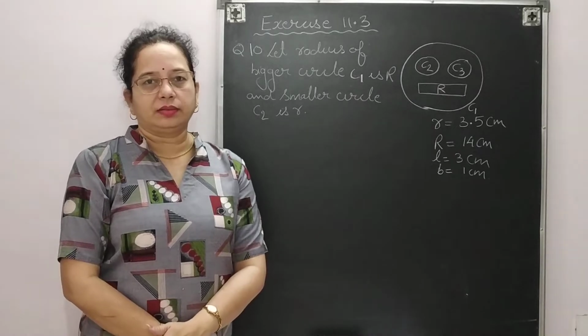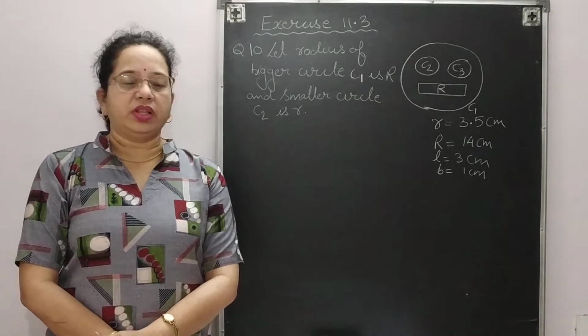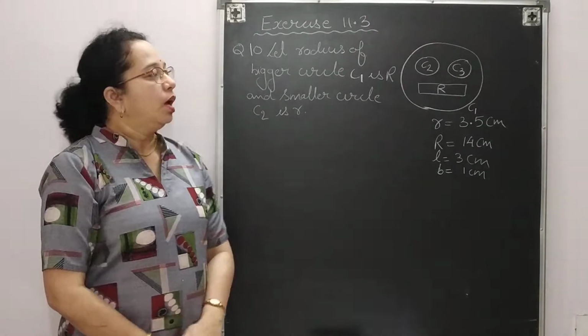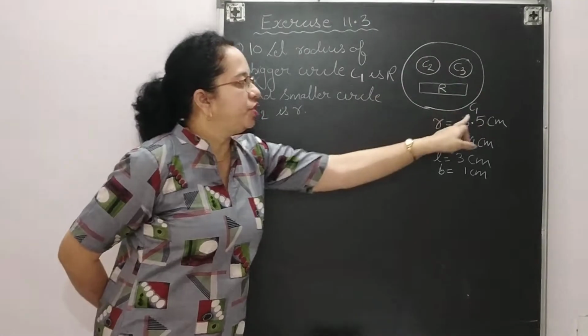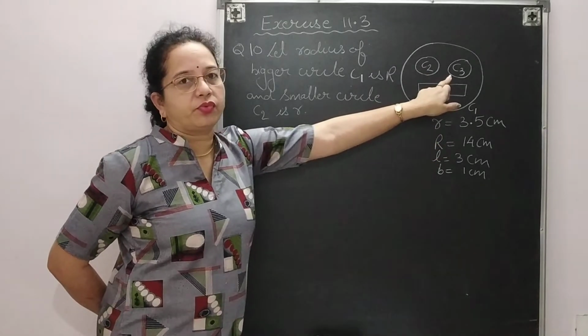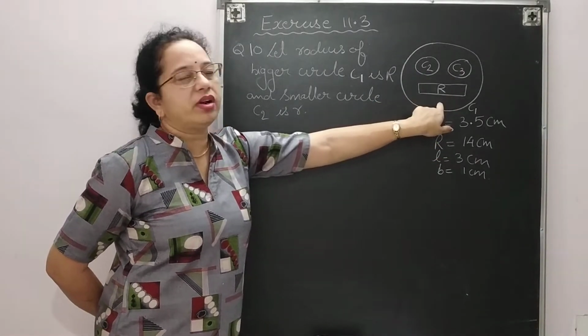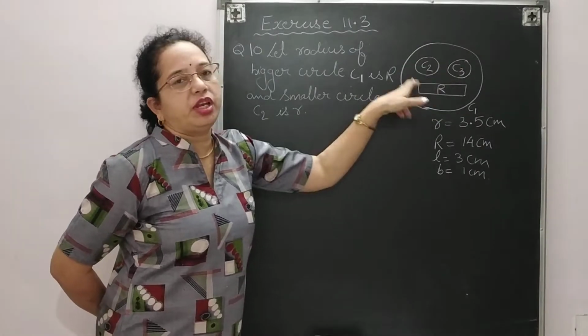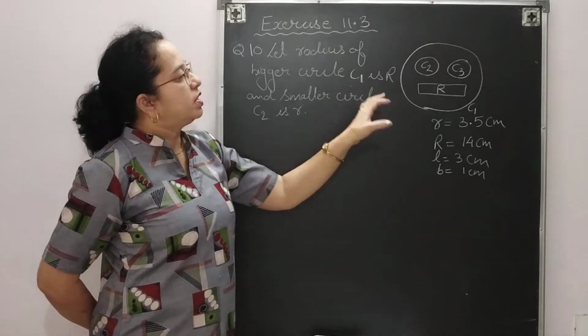Hello friends, today I am going to continue with exercise 11.3 with question number 10. Question number 10: one circular sheet is given, and in that circular sheet two small circular sheets and one rectangular sheet are given. You need to find the area of the remaining sheet. So we will start with that.